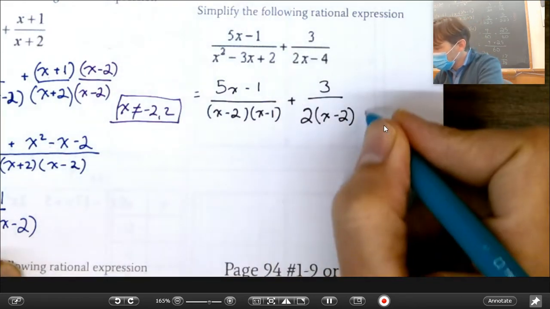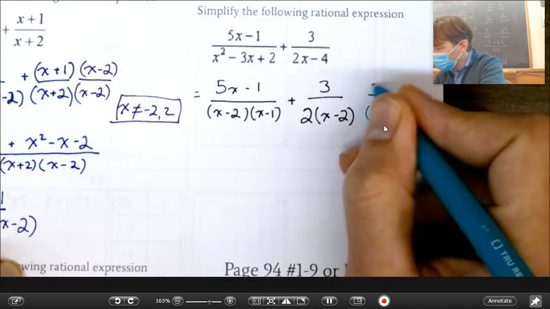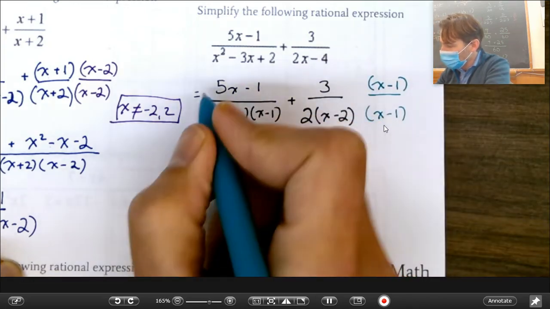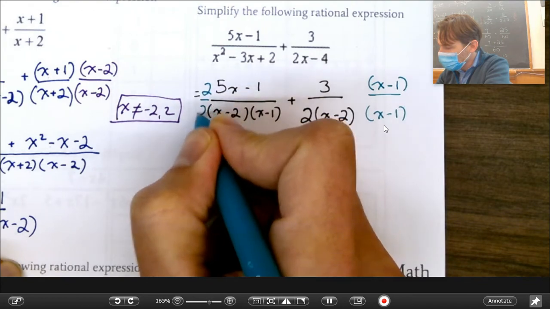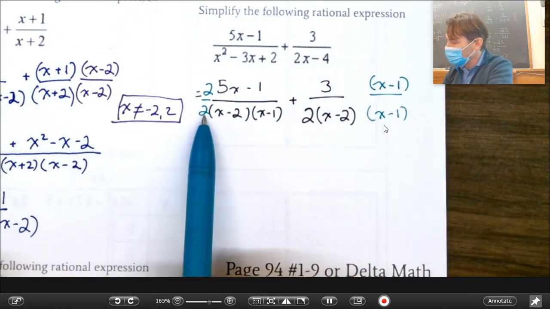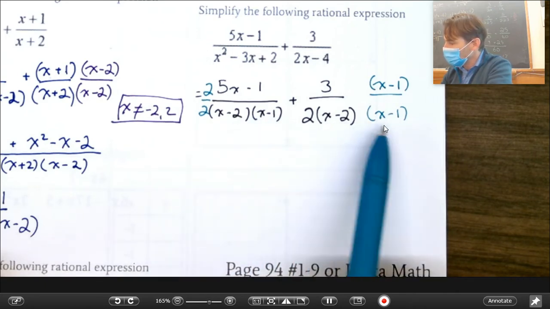So I'm going to add x minus 1 as a factor here by multiplying this fraction top and bottom. And then I'm going to multiply this fraction top and bottom by 2. 2 over 2. And now you'll notice common denominator. 2 times x minus 2 times x minus 1. And then 2 times x minus 2 times x minus 1.